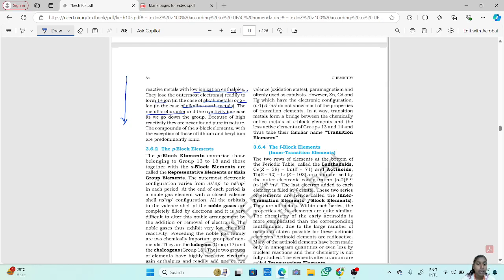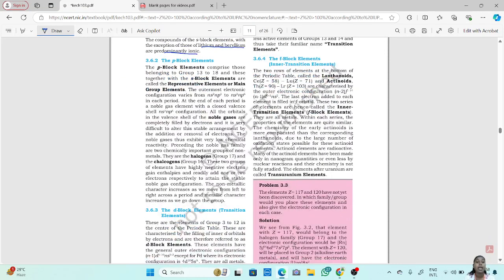Now, because of high reactivity, they are never found pure in nature. So since they are highly reactive, you cannot find them in a pure form. Now the compounds of the S block elements, with the exception of those of lithium and beryllium, are predominantly ionic. The compounds which are formed in S block except lithium and beryllium, the others are predominantly ionic. They are ionic in nature.